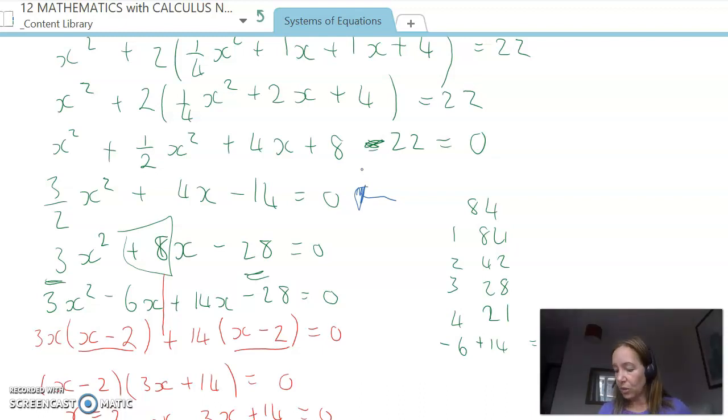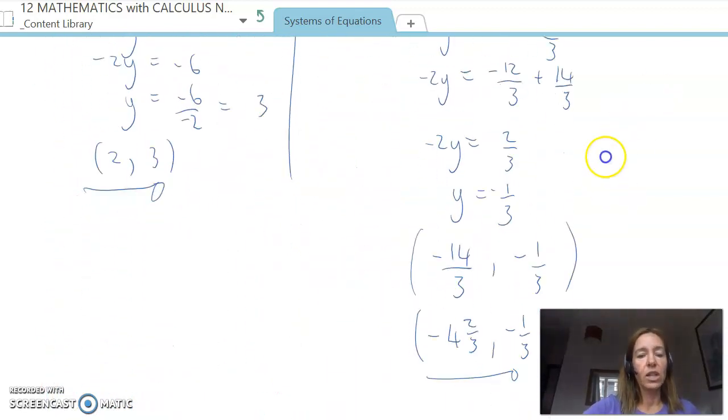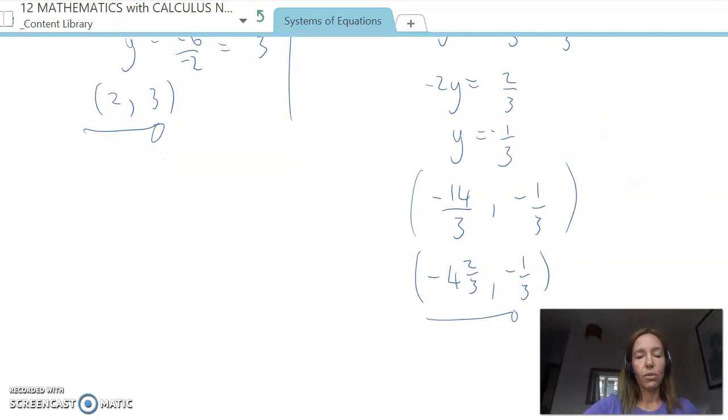So it was just asking, solve the simultaneous equation. The answers were 2, 3, and negative 4 and 2/3 and minus 1/3. Hopefully.